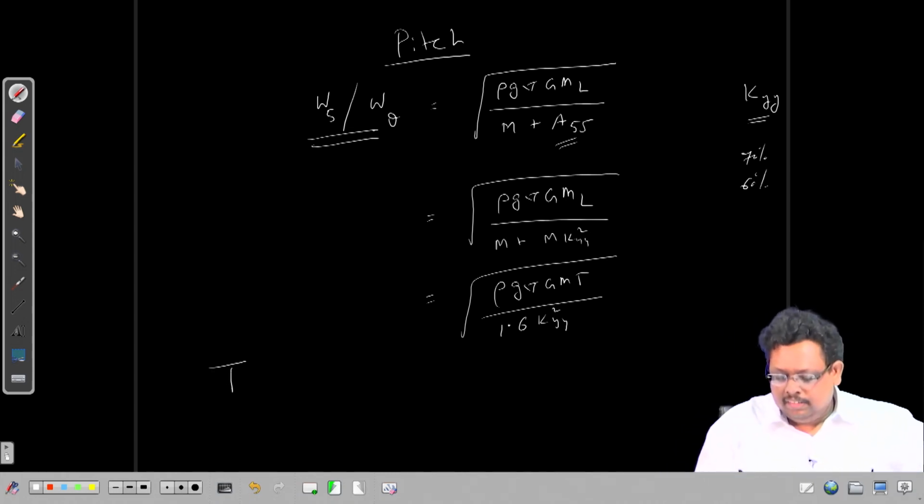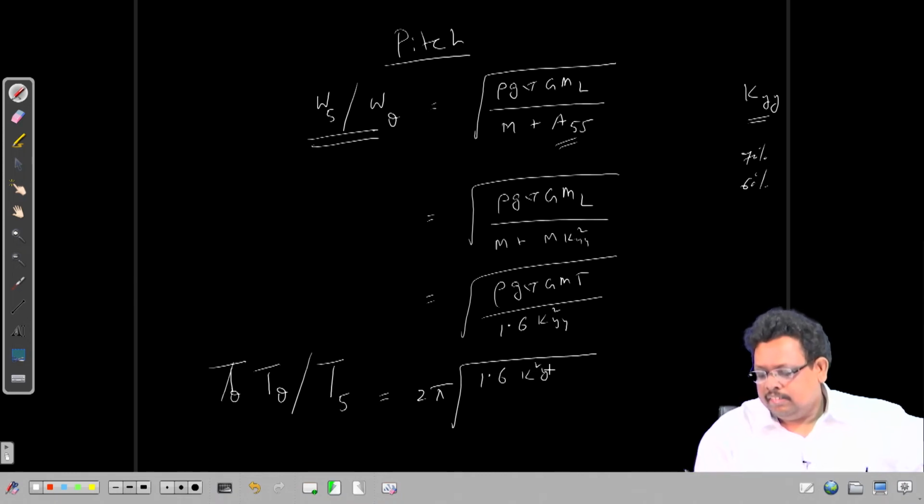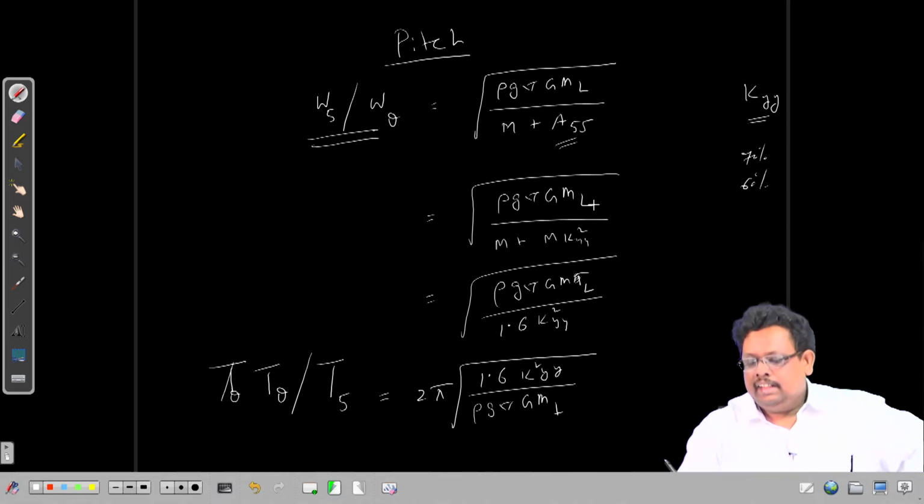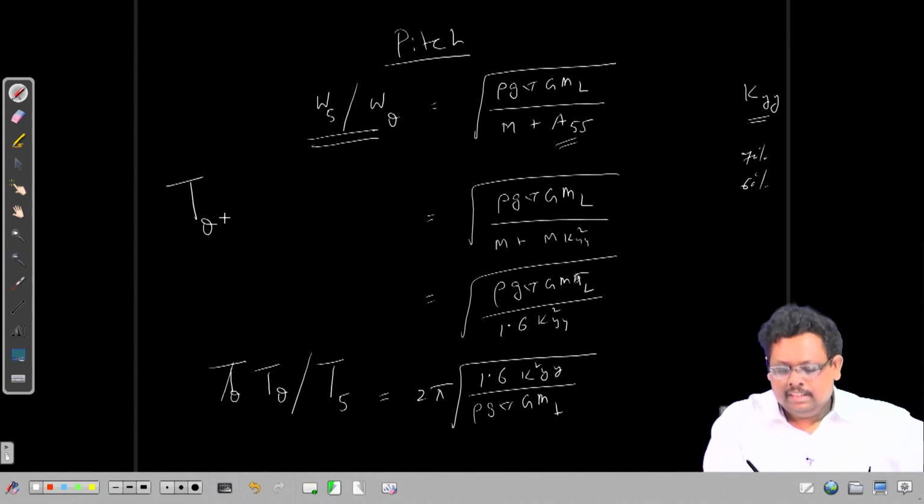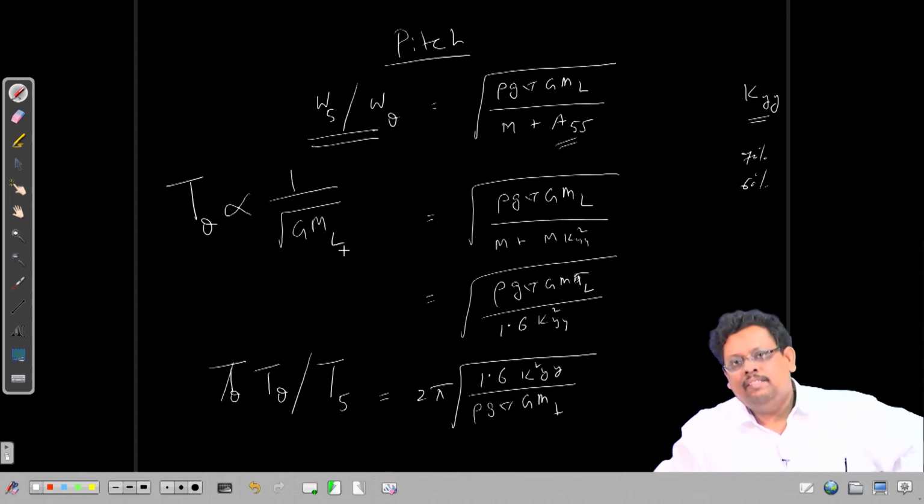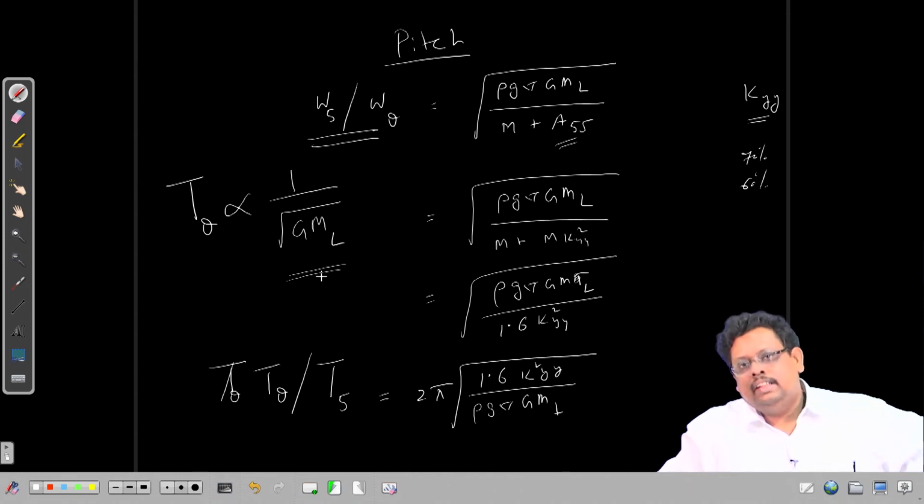Now, the natural time period, T theta, or you can say T5, equals 2 pi multiplied by the square root of 1.6 into k_yy squared divided by rho g delta into GML, not L, sorry. Now, here also you can see my T theta varies with 1 upon the square root of GML, same thing. But this GML is so high that you really do not have to compromise much on this, because it does not affect the design as such. But in the case of a roll, definitely it is going to affect.